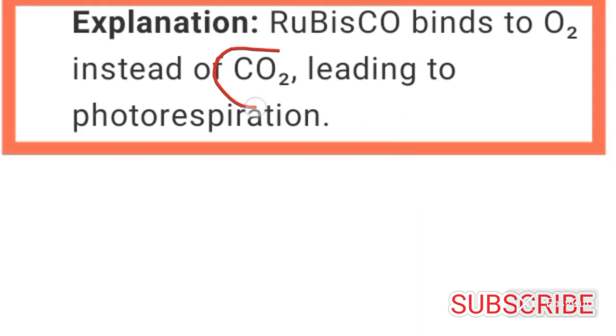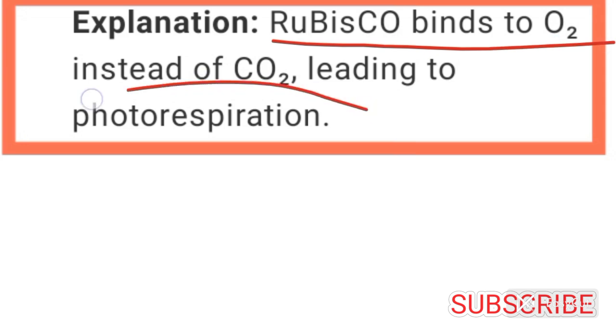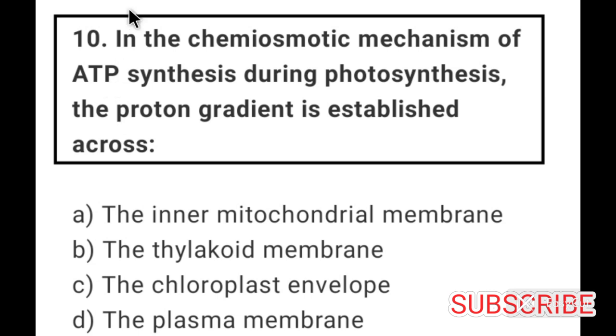Okay? देखिए नॉर्मली रुबिस्को CO2 से बाइंड होता है, बट जब CO2 लेवल लो होगा, ऑक्सीजन का लेवल हाई होगा और टेम्परेचर भी हाई होगा, उस कंडीशन में रुबिस्को ऑक्सीजन के साथ बाइंड हो जाएगा एंड दिस कंडीशन इज कॉल्ड फोटोरेस्पिरेशन. ओके. नाउ कम टू क्वेश्चन नंबर 10. In the chemiosmotic mechanism of ATP synthesis during photosynthesis, the proton gradient is established across. Answer is option B. The thylakoid membrane.